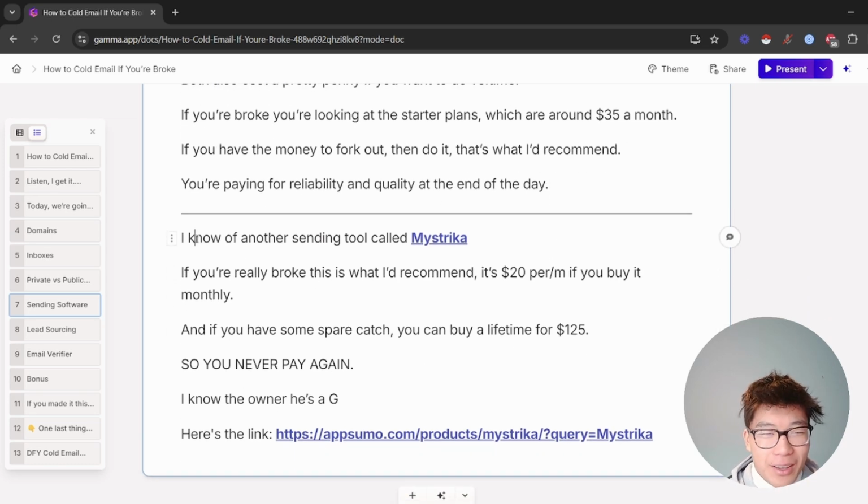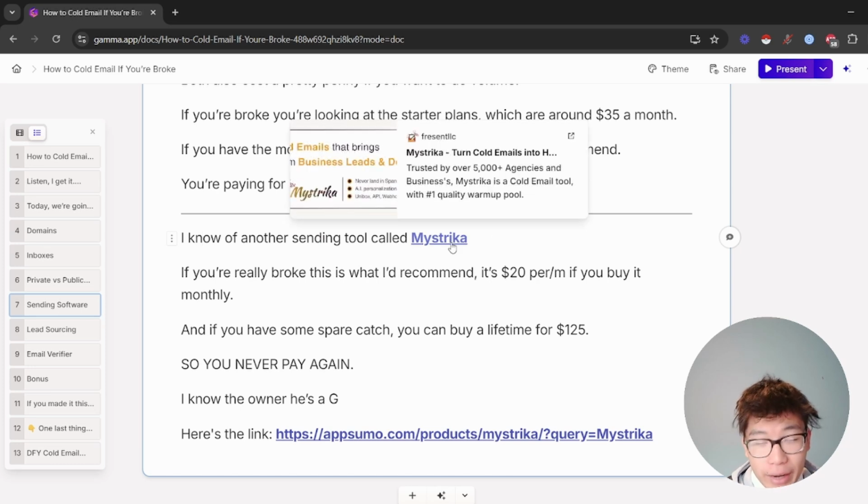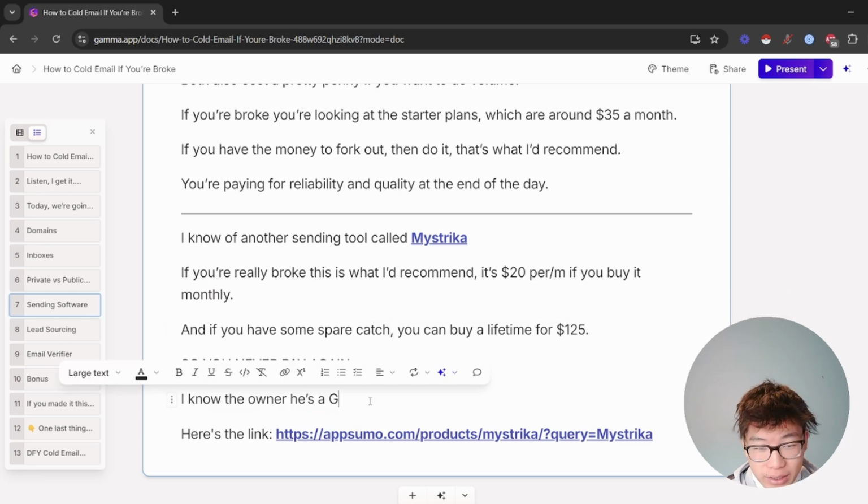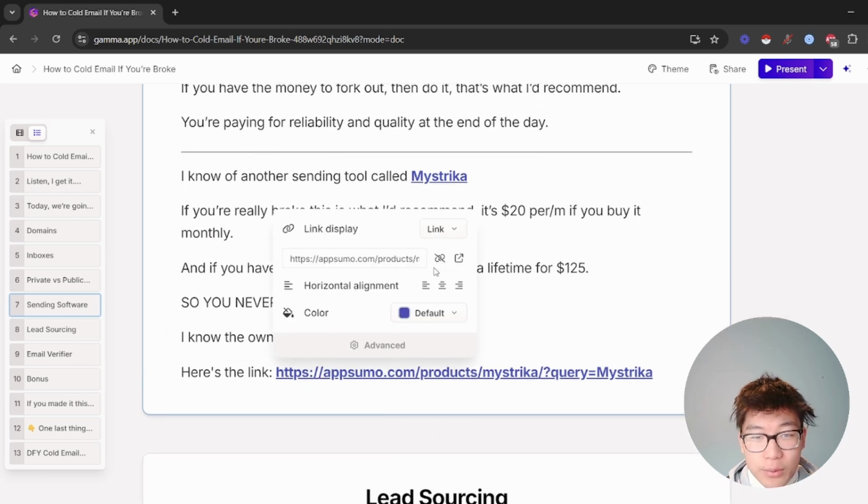Sorry, moving on. I know of another sending tool called Streakoutt. This is the same founder as DoYouMail, so he has a good idea of how this works. If you're really broke, this is what I'd recommend. It's about $20 per month if you buy it monthly, which is pretty good. It's a far cry, you're saving nearly half the price. And if you have some spare cash, you can buy a lifetime deal, so you never pay again. I know the owner, he's a G.